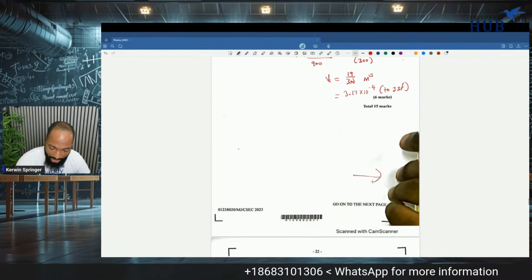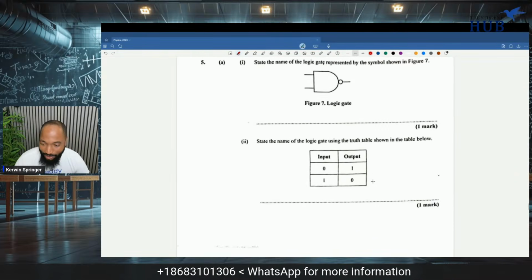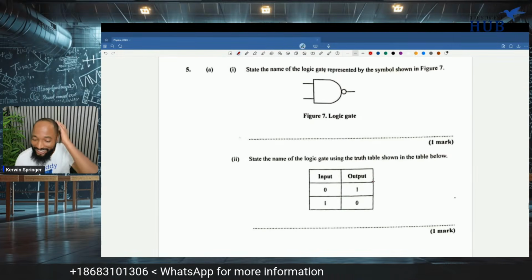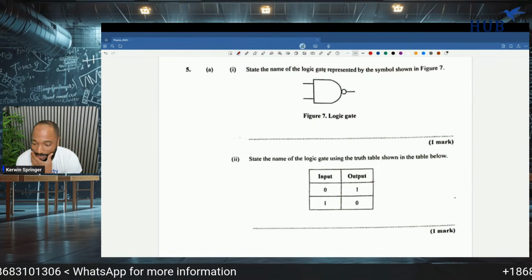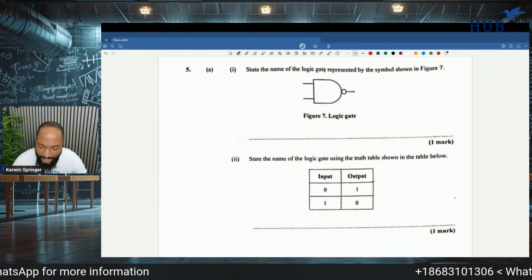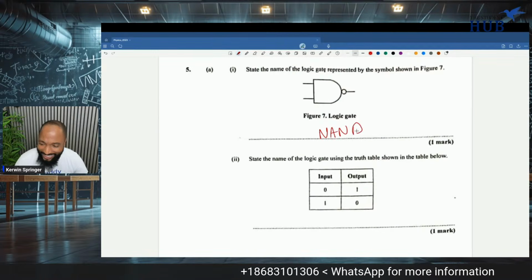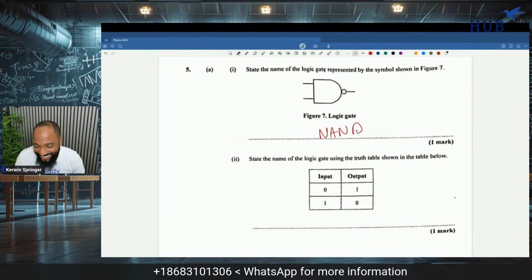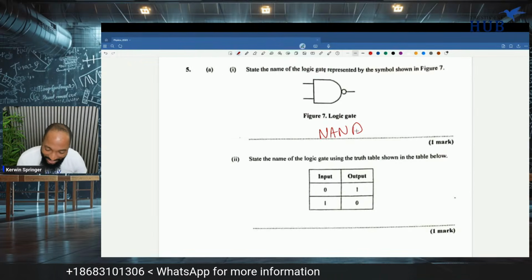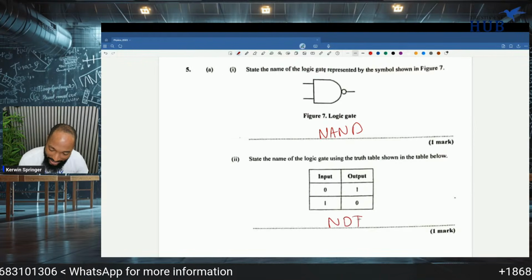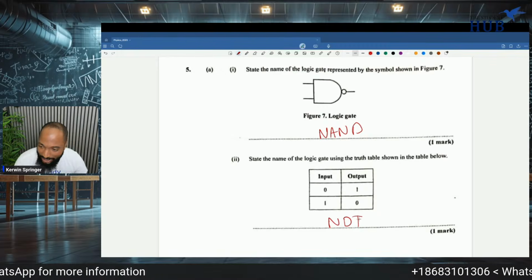Number 5. State the name of the logic gate represented by the symbol shown in figure 7. That's an AND. If you don't know this by now. And state the name of the, that's a NOT. So some free marks here, right? Some free marks.